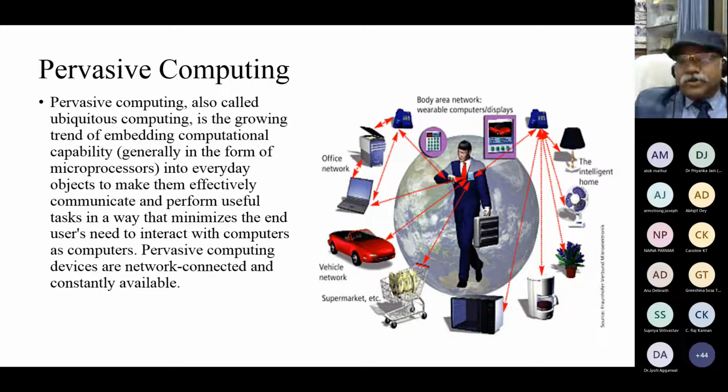So pervasive computing, pervasive means omnipresent. Pervasive and ubiquitous means omnipresent. Pervasive computing is also called ubiquitous computing, and it is a growing trend of embedding computational capability, which means embedding computers into everyday objects. Everyday objects are whatever objects we use or that surround you, even including the environment or the air, or whatever exists in the environment around you. All those come under objects.